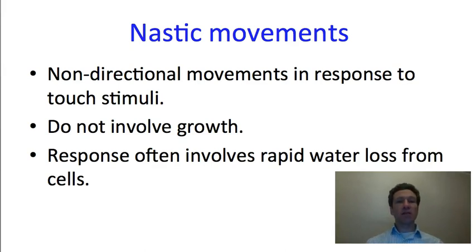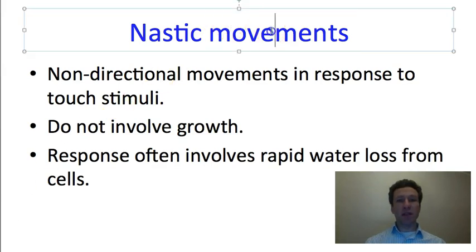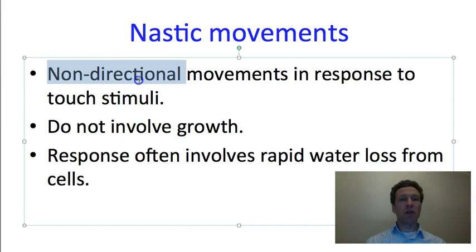So we have thus far been talking about directional growth movements that are non-reversible. Those again were tropisms. We now will switch gears and talk about nastic movements, which are different in several ways. They are still movements, as the name says, but now they are non-directional, and they are movements typically in response to touch stimuli. I guess they could be other things, but the examples we'll look at are all touch.